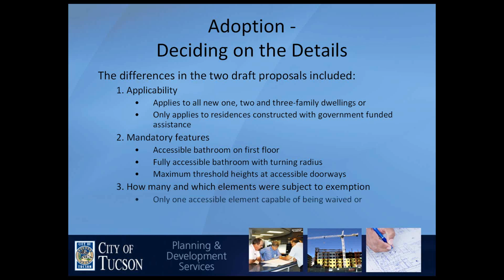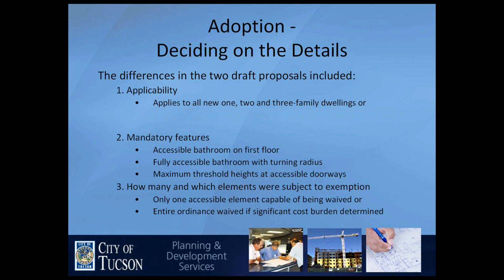Other differences between the drafts included whether all elements of the ordinance would be exempted or if only certain elements would be omitted by an appeal. And after months of discussion and deliberation, it was determined that it should apply to all new 1- and 2-family dwellings. So we see our ordinance is widespread. It applies to every single 1-, 2-, and 3-family dwelling that's to be built. And this is mostly because government subsidized housing already had other regulations that it had to meet anyway. So in order for this to be effective, it needed to apply to all homes.